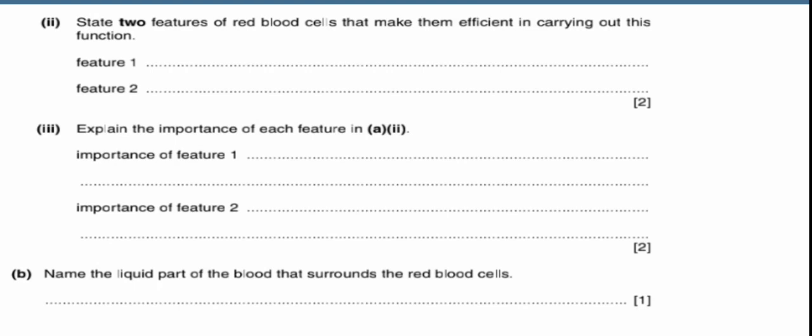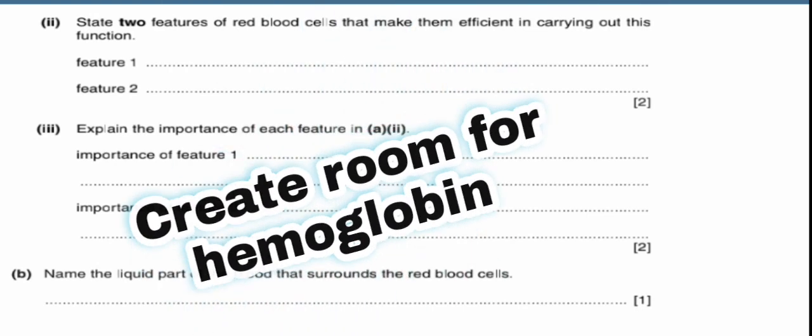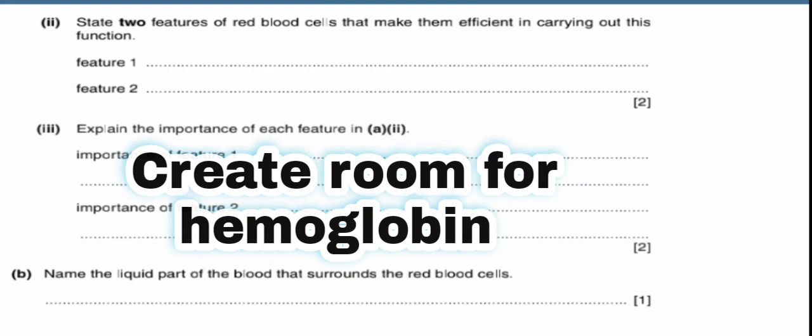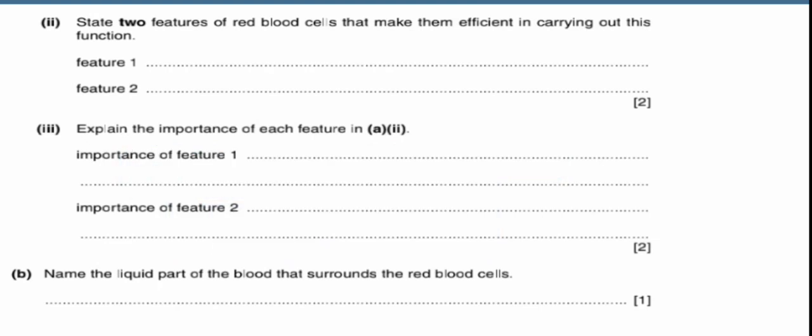So we can say the importance of the biconcave shape is that it allows the red blood cells to carry enough hemoglobin. And one thing that you need to know is that the red blood cells don't have a nucleus, and that allows them to create a large surface area. Right. So the next one, we have said the presence of hemoglobin.